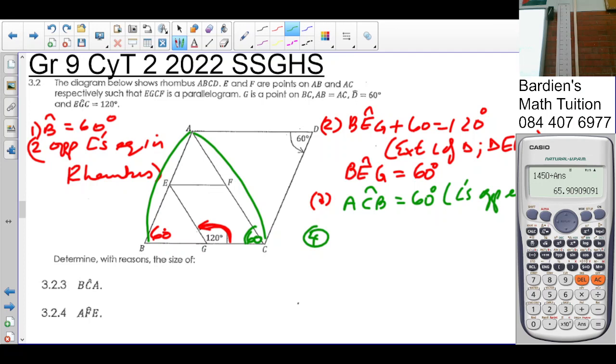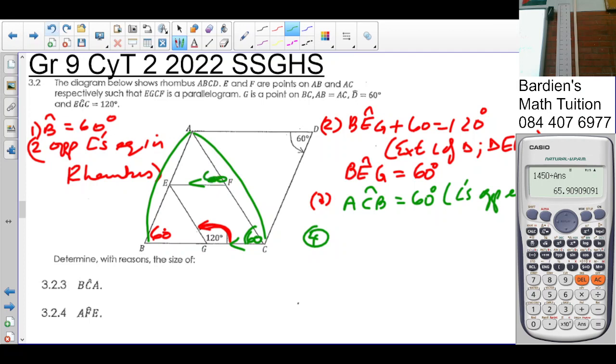The next question, let's look at 4. AFE, this angle here. So you see that line is parallel to that line. Not so? So now we can say that that's going to be 60 degrees because of corresponding angles. Can you see that F that's formed there? F is being formed like this. Those lines are almost parallel. So its corresponding angle is going to be equal there. Okay?